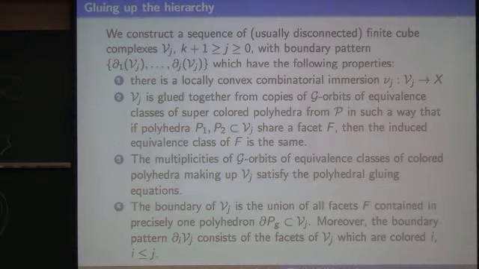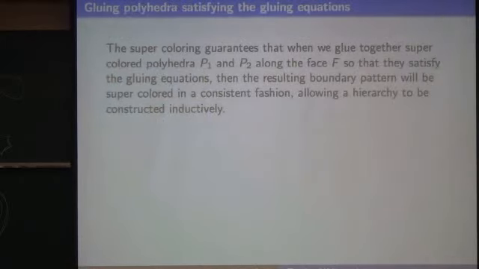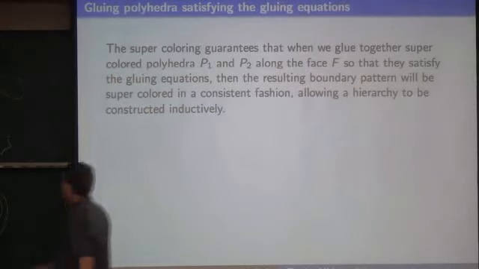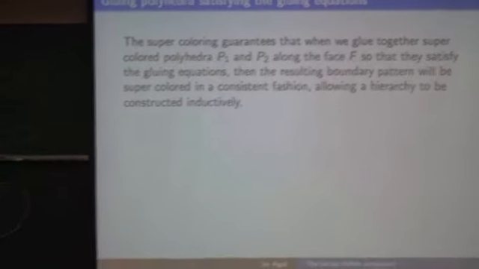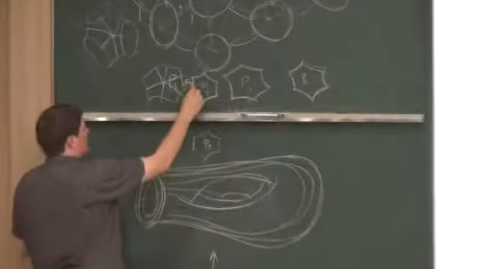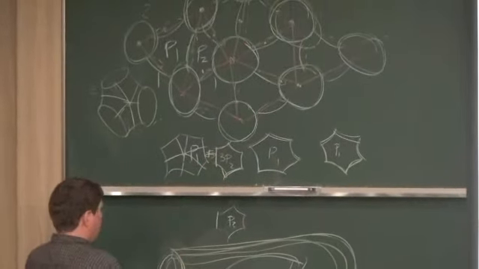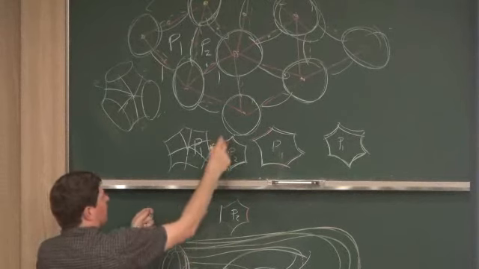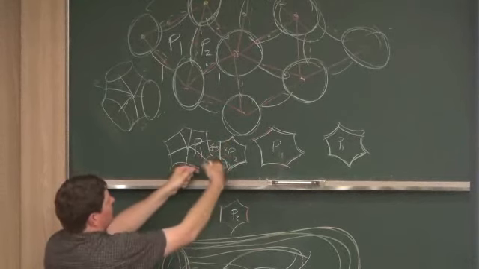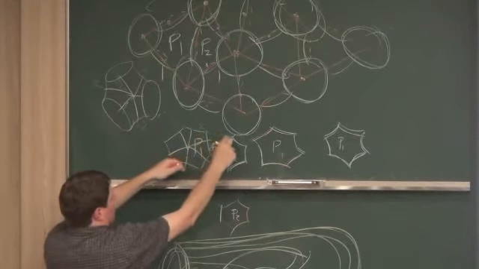And the ith boundary pattern will consist of all the facets which are colored i's. So there's sort of a compatible coloring. So the supercoloring guarantees, when I glue colored polyhedra P1 and P2, it's exactly what I was saying before. If I glue these guys together, then all the colors of the guys crossing it will match up. So maybe k plus 1 is, let's say, 3, and then these blue guys are 2. So a 2 here will get glued to a 2 here because this wall crosses through this wall here.